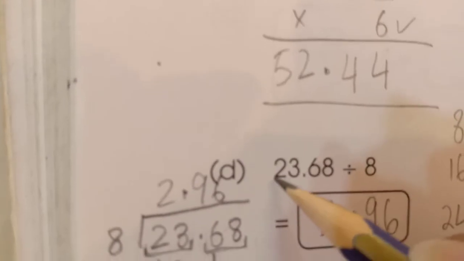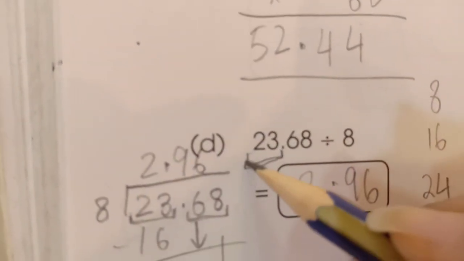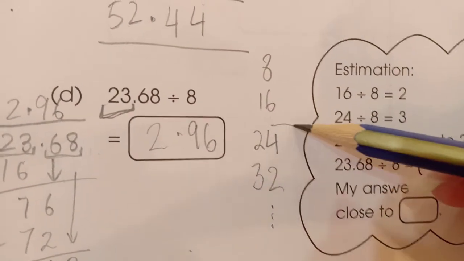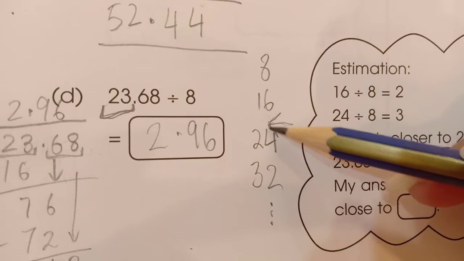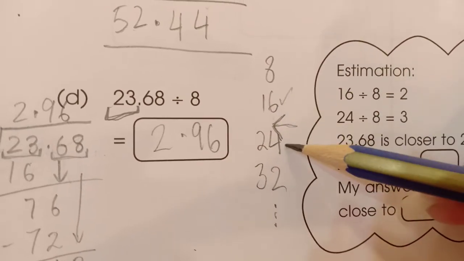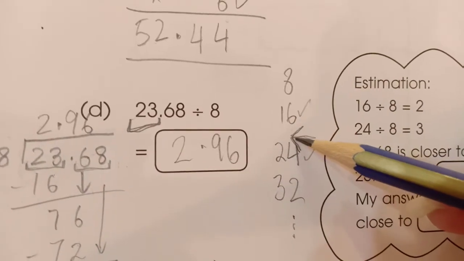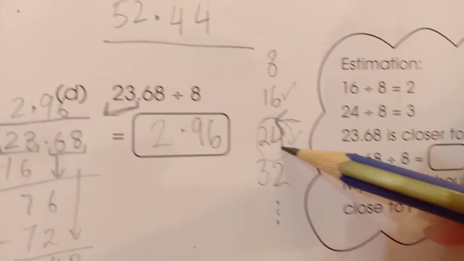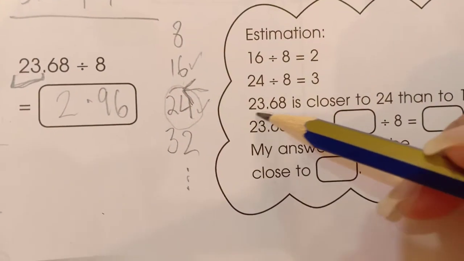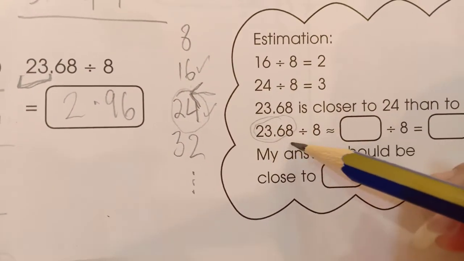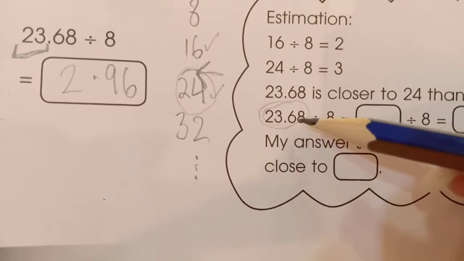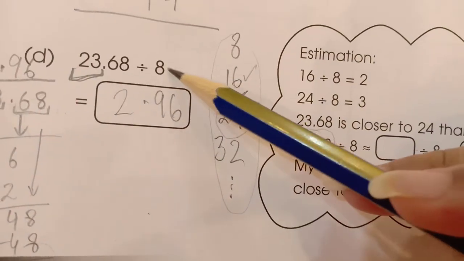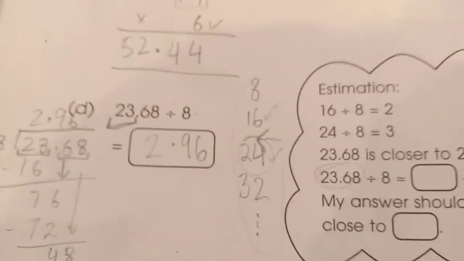Take this whole number part, 23. Where does it come? 23 comes somewhere between 16 and 24. Okay. It is nearer to which number, 16 or 24? 23 is very near to 24 than 16. So we will consider 24 as the estimated value for this 23.68. This is not actually rounding off. It is different. We have to see the multiples of the number that is going to be the divisor.